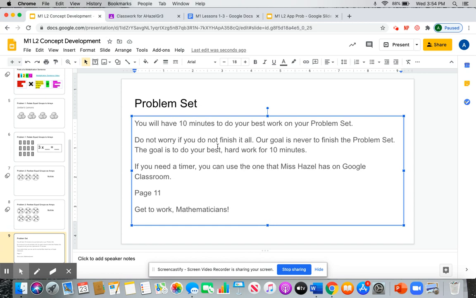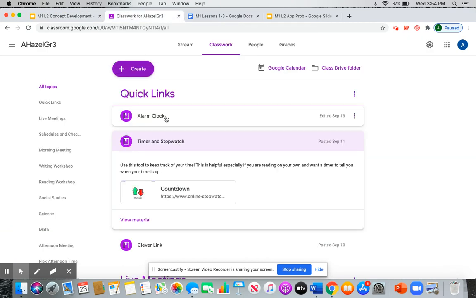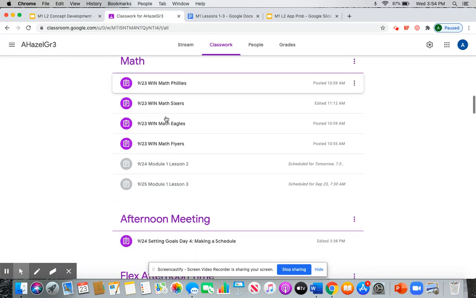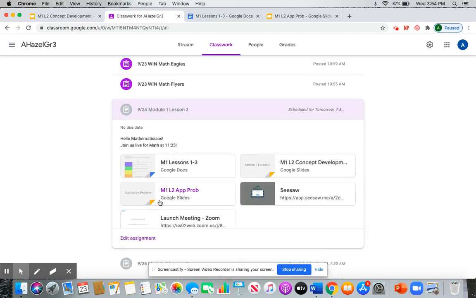When you are done your problem set, you will click on your math assignment for today, go to Seesaw, and you'll do your exit ticket on page 13. Okay? All right, get to work, mathematicians.